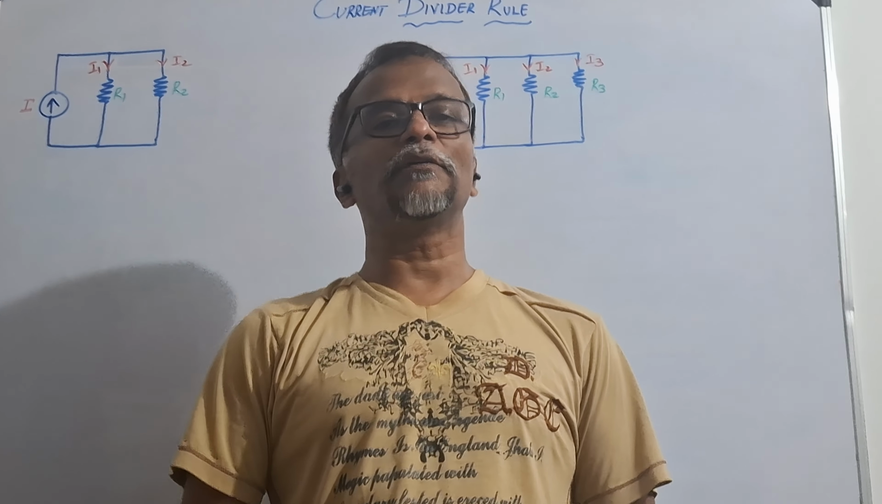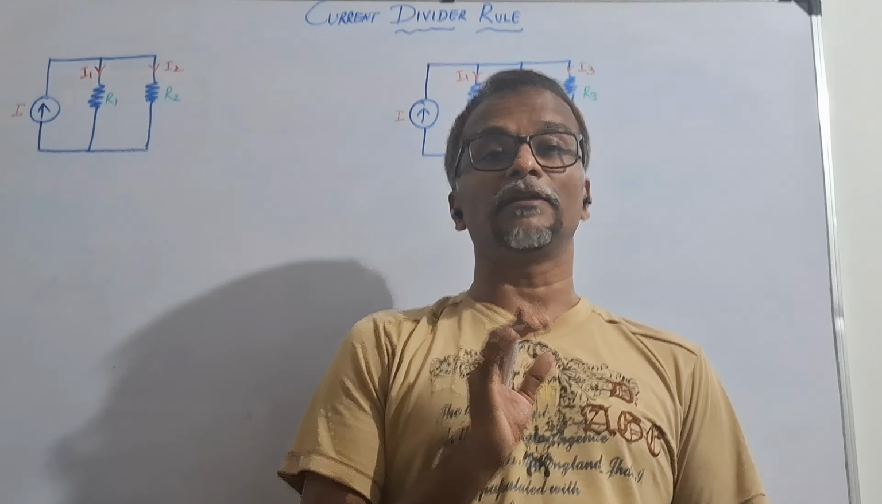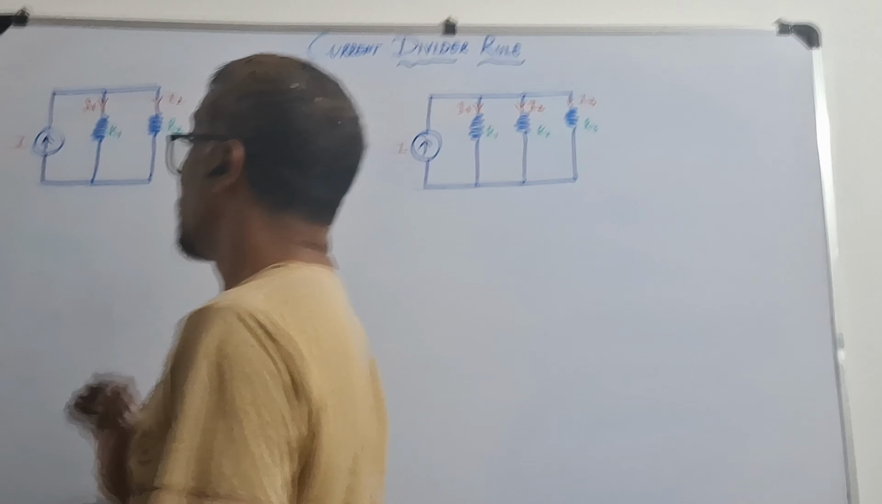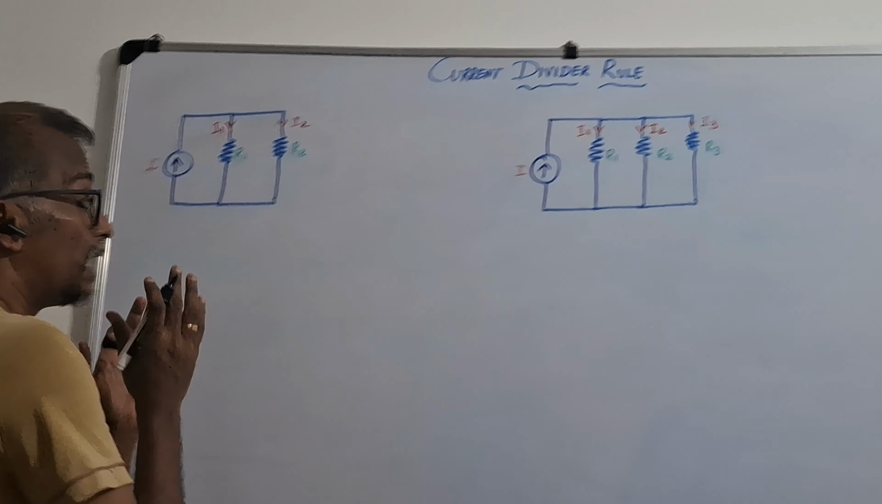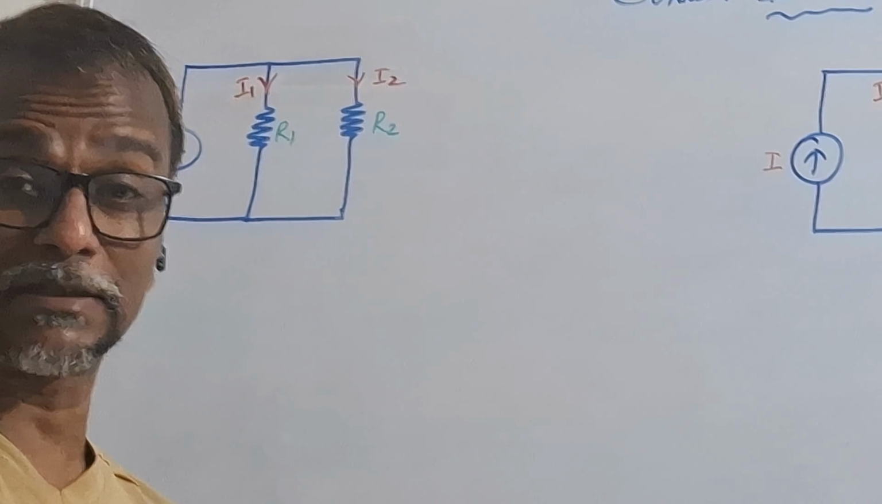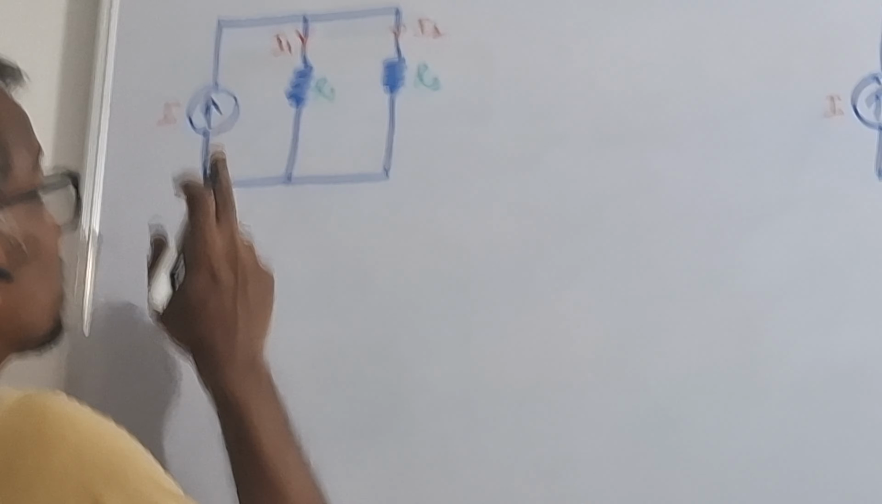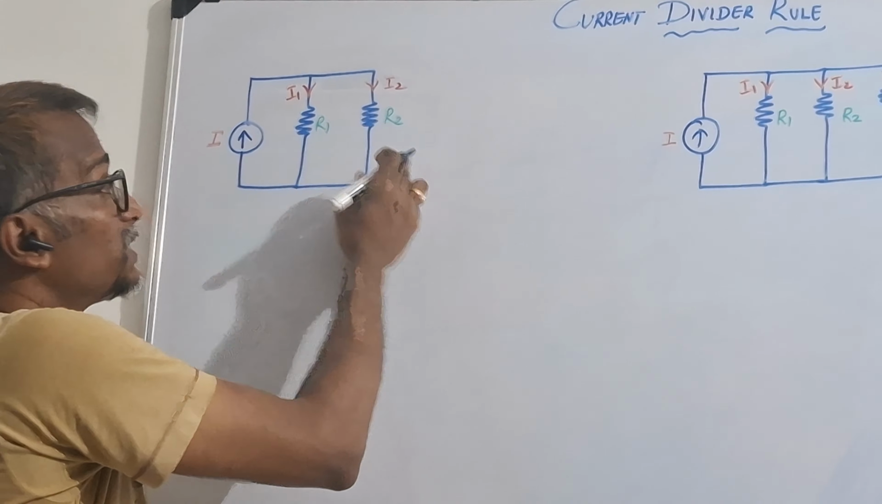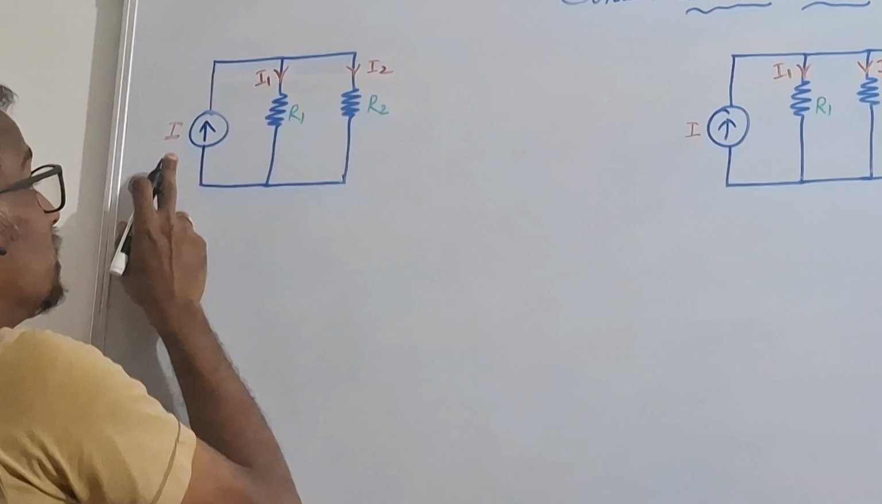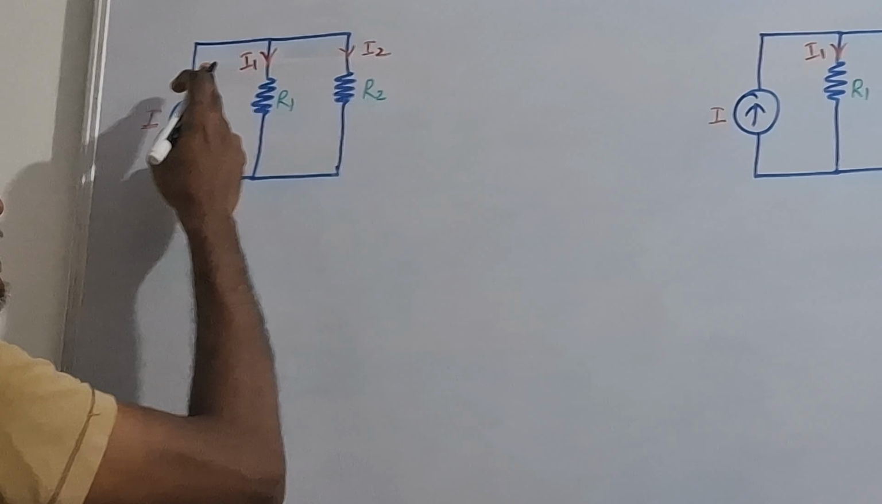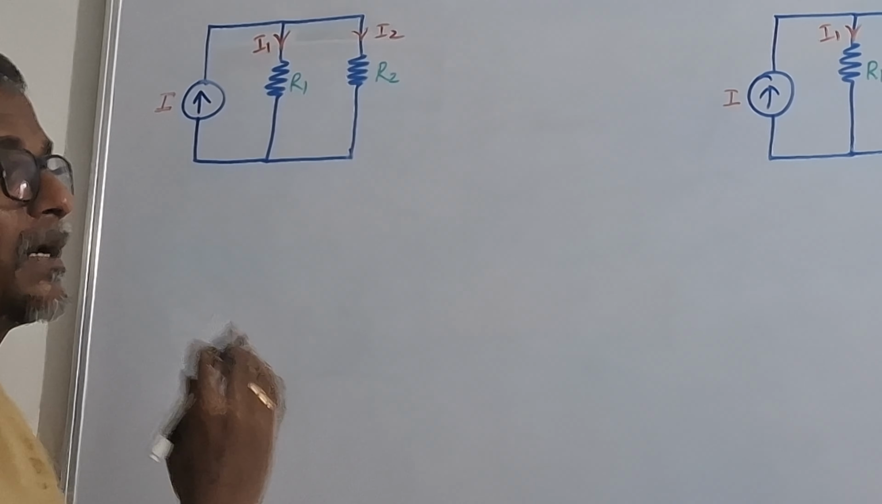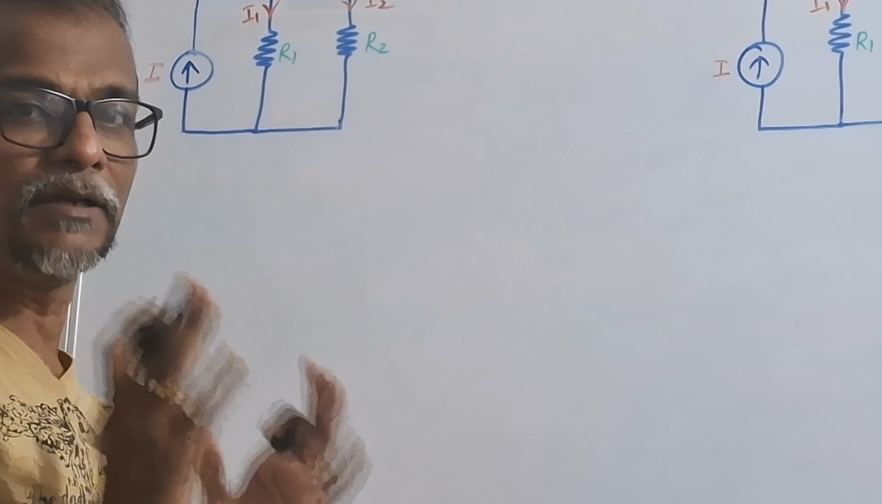My dear friends, today we are going to learn about the current divider rule. Assume that we already know that in a parallel connection, current is divided in each parallel branch. See this case, we have two resistances connected in parallel. The source current is I. It is divided as I1 and I2. That is called the current divider rule.